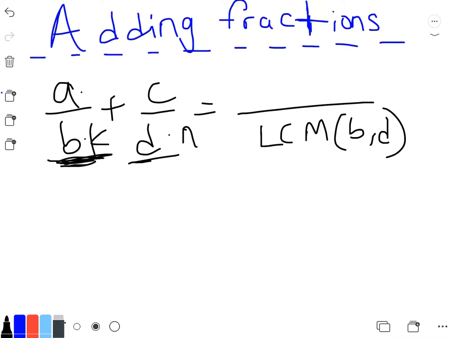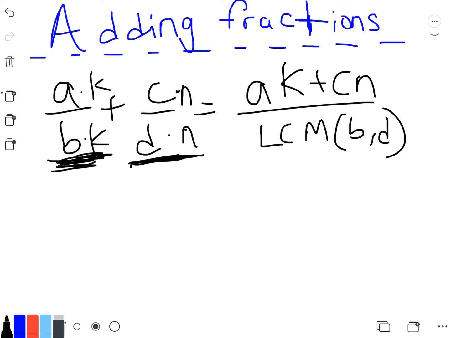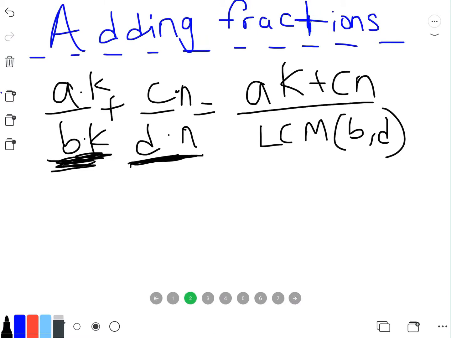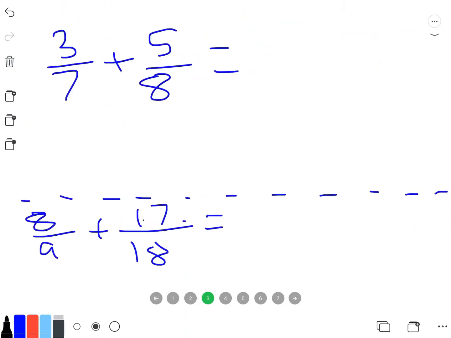If we're going to multiply by k on the bottom, we have to multiply by k on the top, and if we're going to multiply by n on the bottom, we have to multiply by n on the top. So now we have ak plus cn on the top. This might seem confusing since I'm using variables, but it'll all make sense. Let's try these two problems.